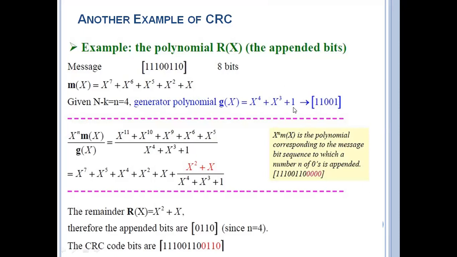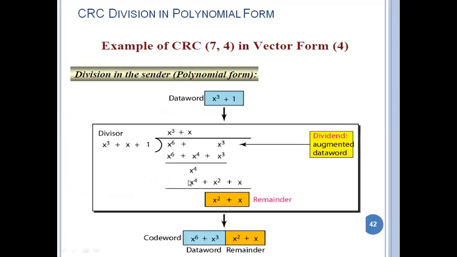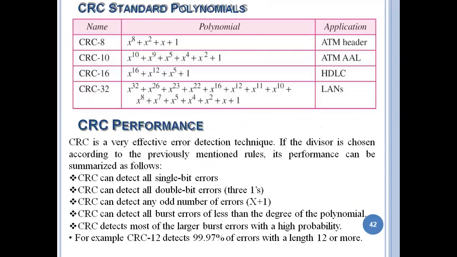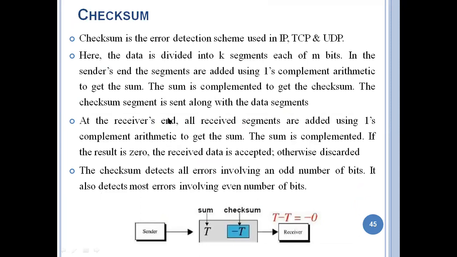The generator polynomial equation is g of x. So m of x is this and g of x is this. We can divide m of x by g of x. Right? This one is cyclic redundancy check. So that was cyclic redundancy check performance. And the next one is the checksum.